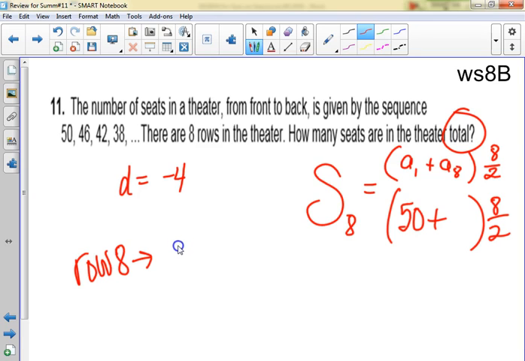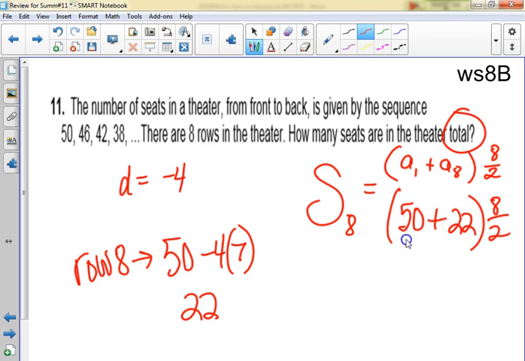You could just keep subtracting 4 till you figured it out, but how about the first term minus 4, 7 times? I got 22. Did anyone else get 22? So 72 times 4, 288. Is that right?